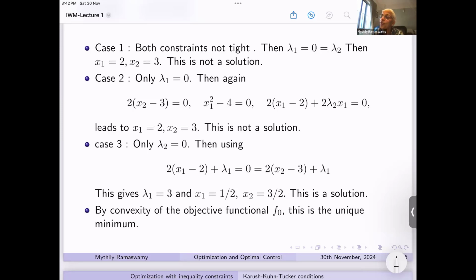And then I get the point. So you see, even in the case of 2 variables and just 2 constraints, we have to eliminate so many cases. And you keep eliminating, and if you have m number of constraints, it quickly goes up to 2 power m and it becomes impossible to do it by hand. So by convexity of the objective functional f naught, this is the unique minimum, so I can stop.